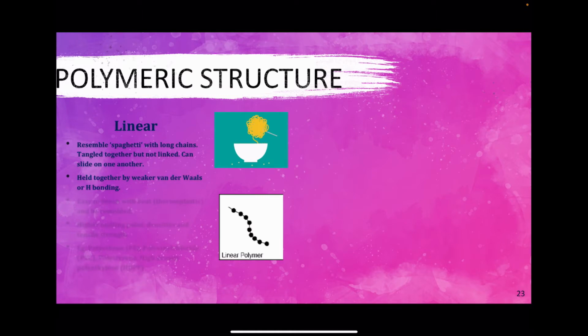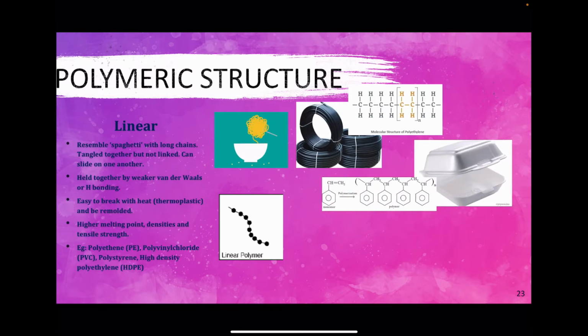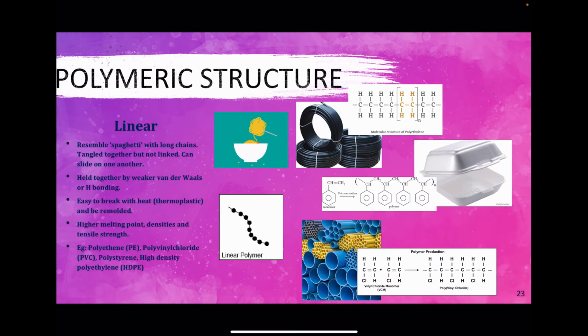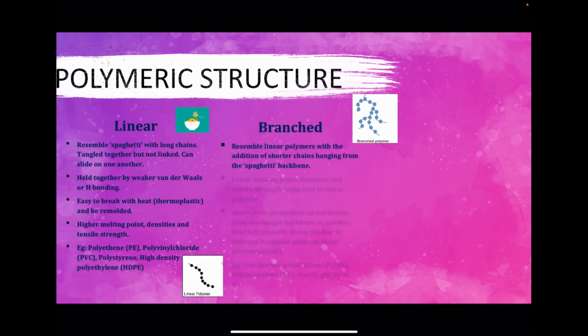It is held together by weaker van der Waals or hydrogen bonding, and it is easy to break with heat and be remolded. Also, polymer with linear structure gives higher melting point, densities, and tensile strength. Examples of polymer with a linear structure are polyethylene, polystyrene, and polyvinyls.